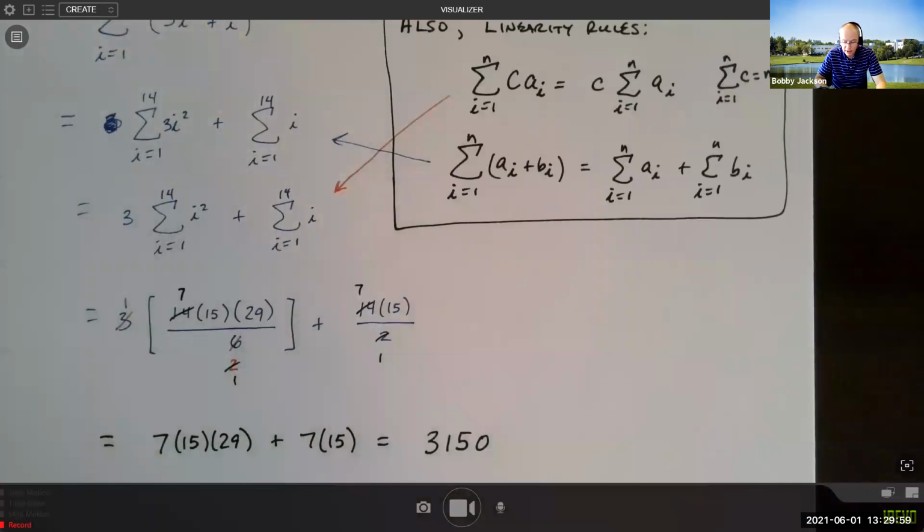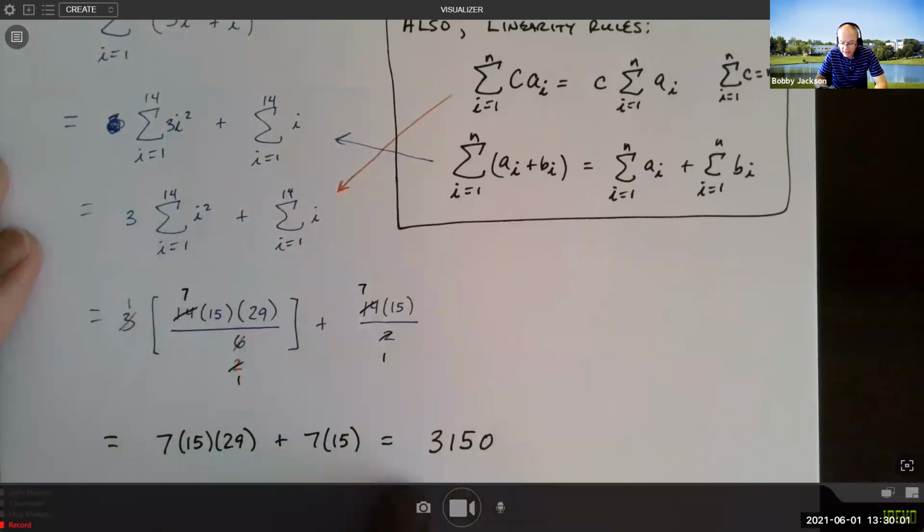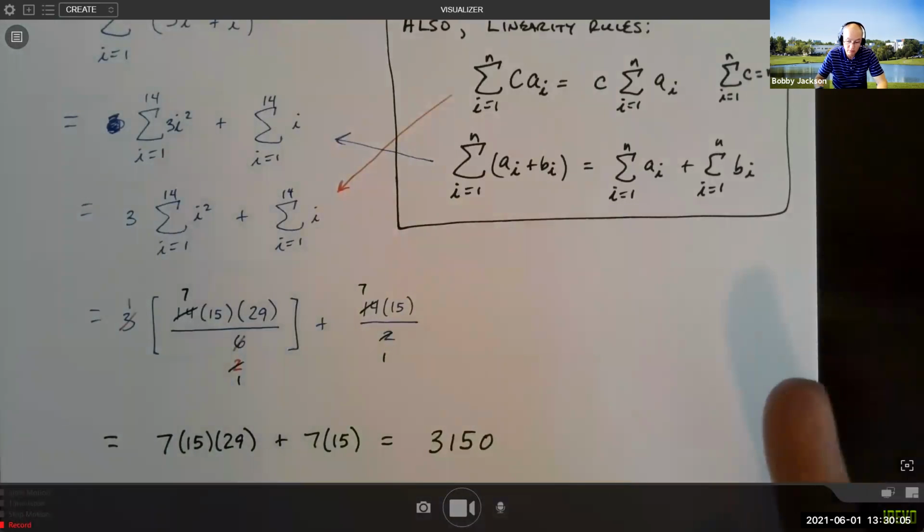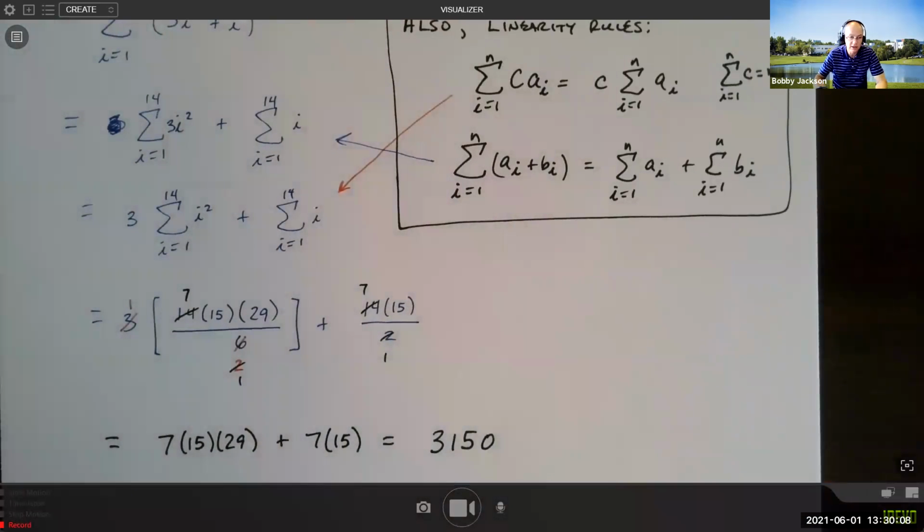Later, when we do R sub n, it's not going to be as easy in one sense, because the value of n is going to be n. It's not going to be 14 like it is in this example, or any fixed value. So we'll look at some of those here shortly.